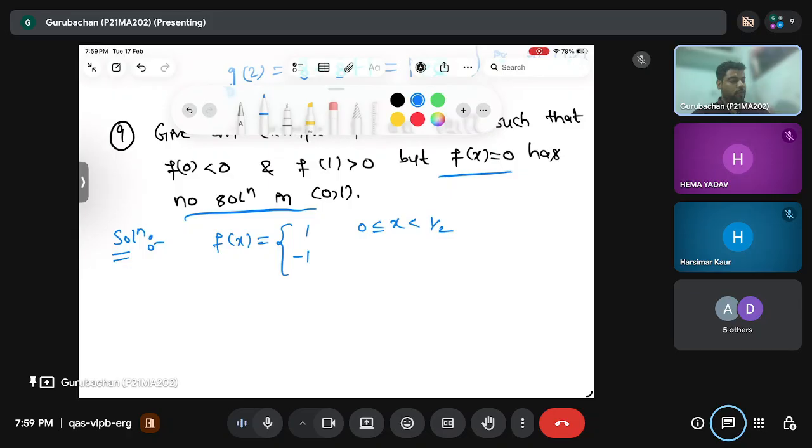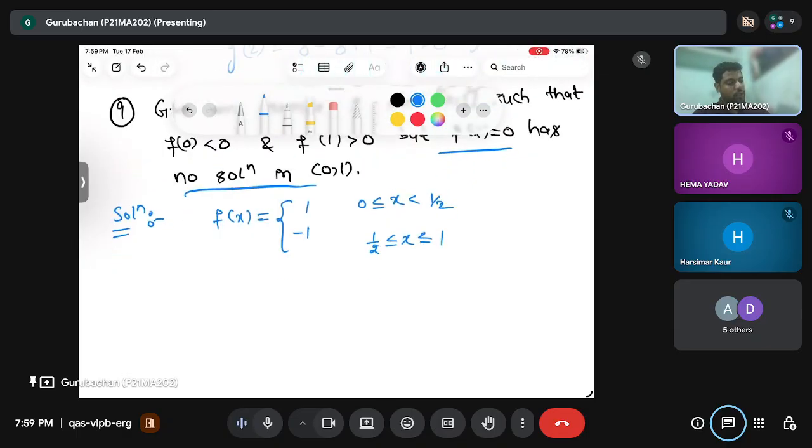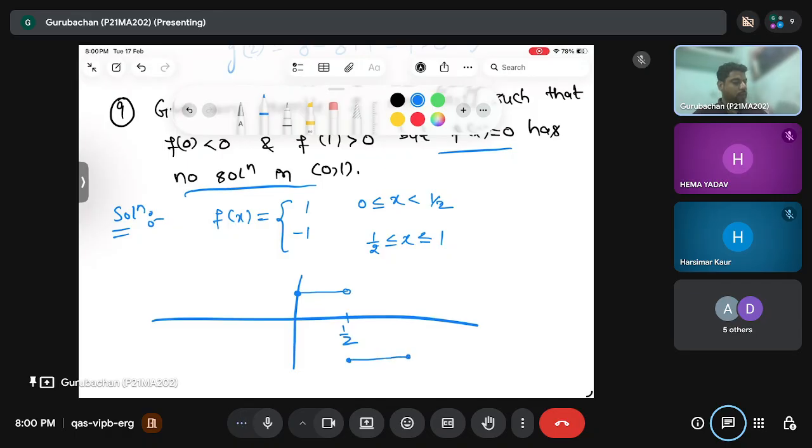You may define it as 1 when the values lie between 0 to half, and minus 1 when the values lie between half to 1. Clearly, this function is like this: from 0 to half it is 1, and from half to 1 it is minus 1. So clearly there is no root or no solution of this f(x) = 0.